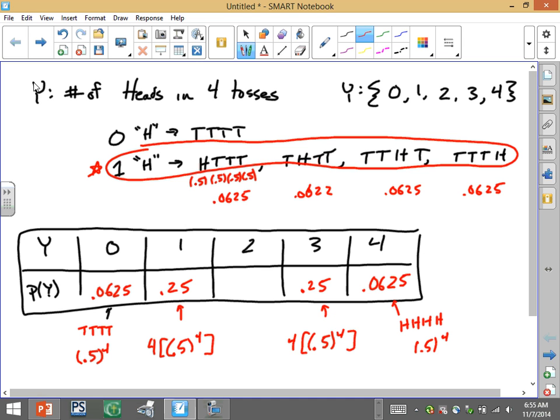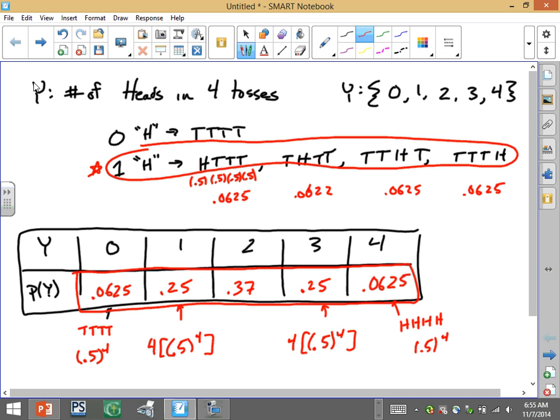Or another way to think about it, this probability should sum to 1. And so since we have 4 out of the 5 already filled in, we could just go ahead and subtract from 1. And that would leave us with 0.375.